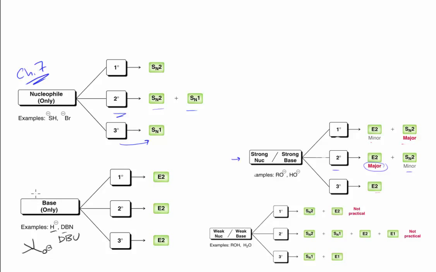The second part of the chart, the base only section, DBU and DBN are kind of new bases here, and if you understand it, they're just large non-nucleophilic bases. They act as good bases. Same with t-butoxide, which we've seen already. And then hydride, which we see occasionally, but we don't often use it as a base. So there's really only a couple of choices for base only. And if we do decide it's base only, well, there's only one outcome regardless of the substrate type. So that's pretty easy to understand. If we have a base that can't be a nucleophile, we're going to get an E2 reaction. So the top quarter is from chapter 7.